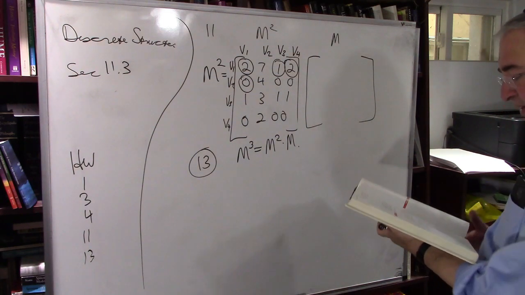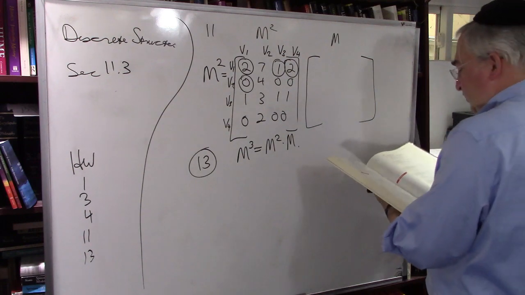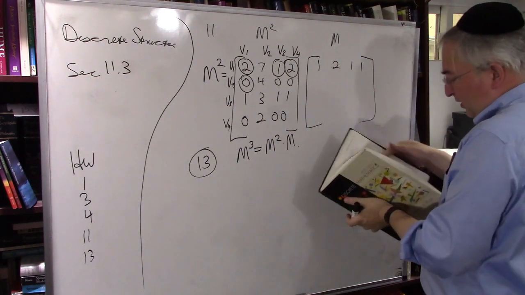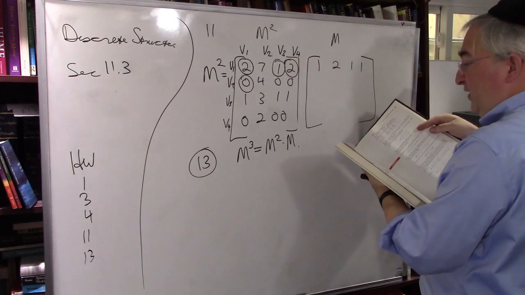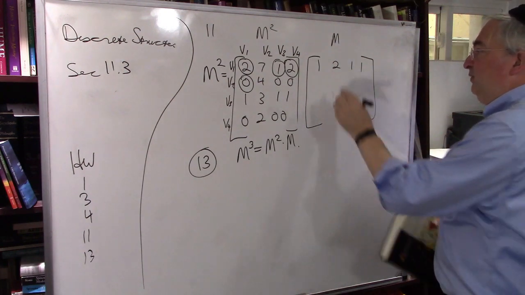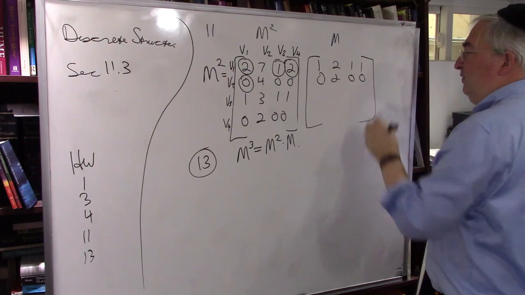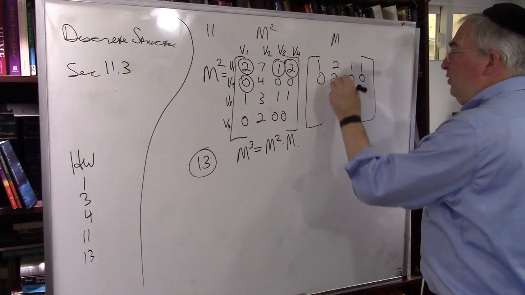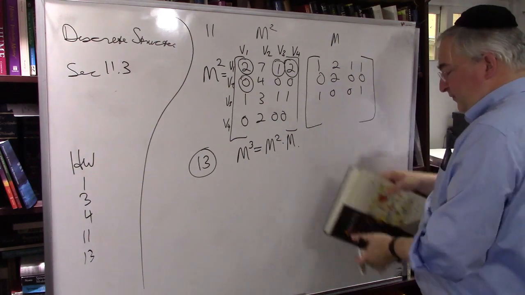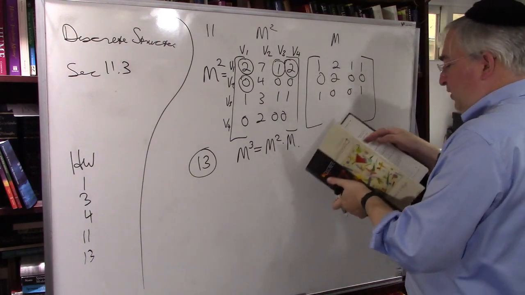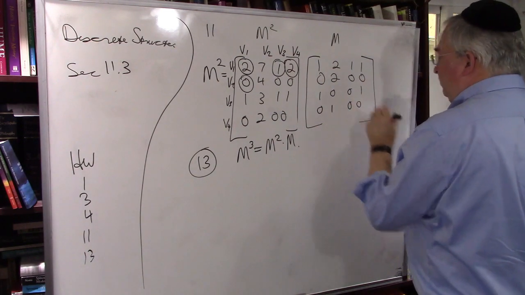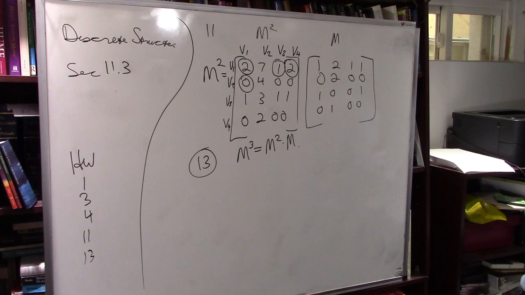Example 1, it's right there, on page 440. It's 1, 2, 1, 1. 0, 2, 0, 0. Next, 1, 0, 0, 1. And finally 0, 1, 0, 0.